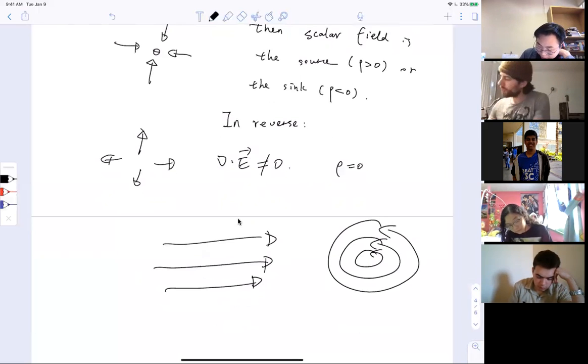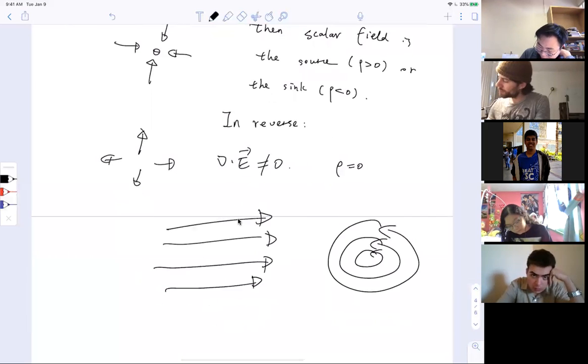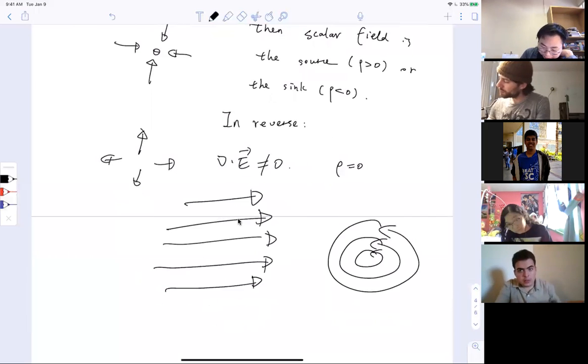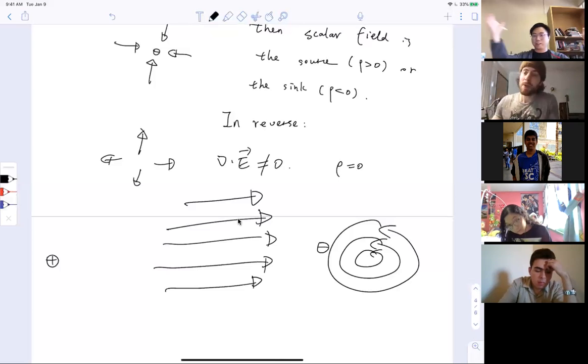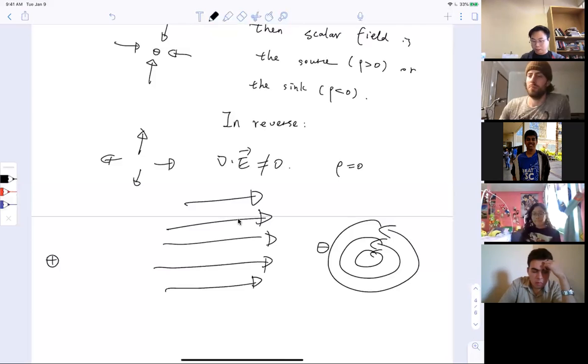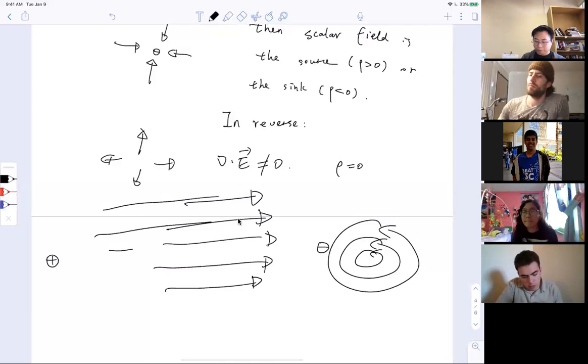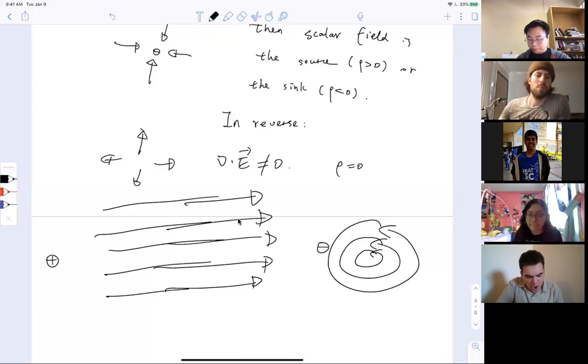By the way, for this case, you can imagine at infinity there's a positive charge, and at the other infinity there's a negative charge. It's like two parallel planes. Here you have a positive charge, on the other side you have a negative charge. Then you form this kind of straight line electric field.